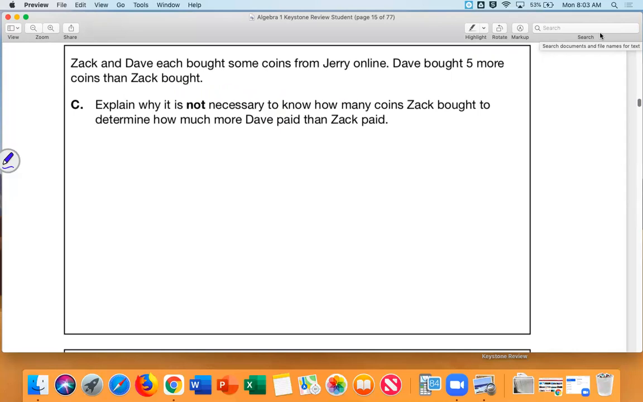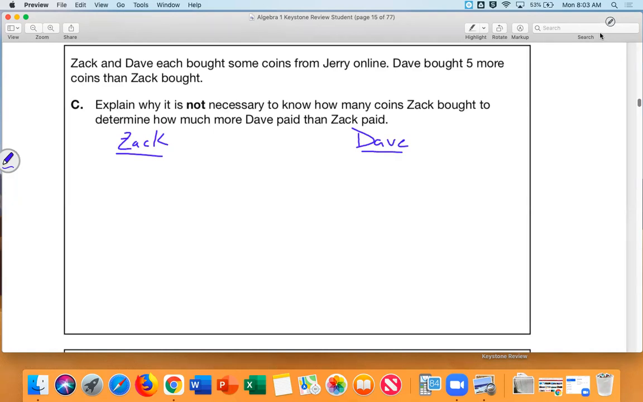Okay, with C, it says Zach and Dave bought some coins from Jerry Online. Dave bought 5 more coins than Zach bought. Explain why it's not necessary to know how many coins Zach bought to determine how much more Dave paid than Zach paid. So first things first, the first thing I would do is I would just go straight to the math. Zach over here, and then I'm going to have Dave over here.